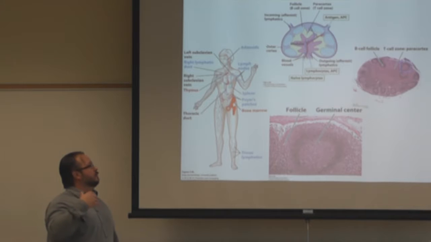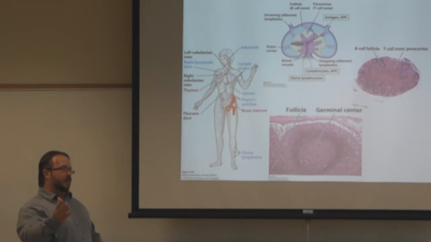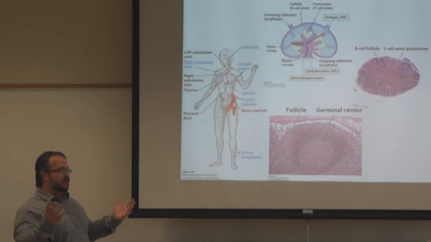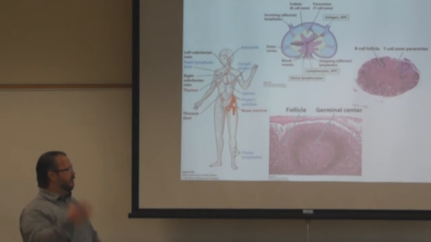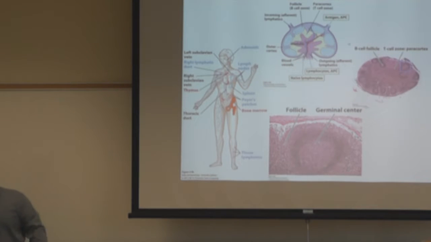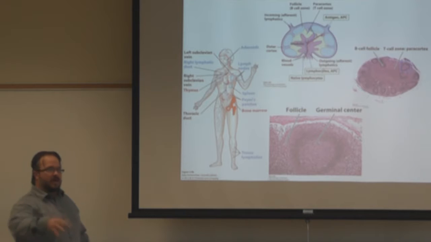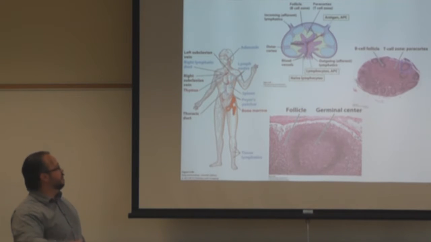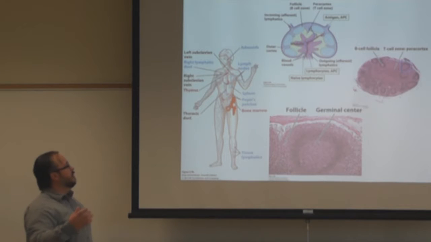Some of them will become plasma cells. Plasma cells are just a fancy name for B cells that are kicking out a lot of antibodies. Those plasma cells will move to the medulla. Here you see the medulla has this efferent or outgoing lymphatic. So they'll start pumping out antibodies into the periphery through this efferent lymphatic system.